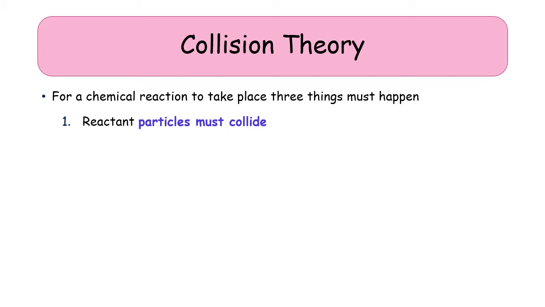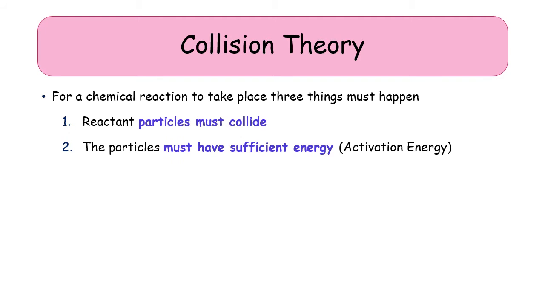One thing that can help that collision turn into a reaction is if the particles have enough energy. So in order for a reaction to happen, the particles must have a minimum quantity of energy, and we call that the activation energy. But again, even with the activation energy, it's not guaranteed that a collision will result in a reaction.